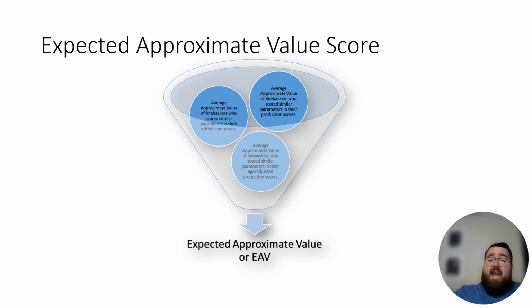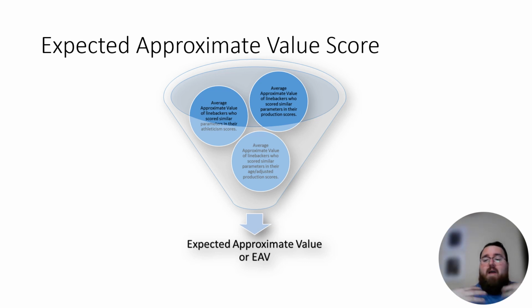And what was the average score for a guy who performed 90 plus percentile in production, or 90 plus percentile in athleticism, or 90 plus percentile in age? It takes all those scores, adds them all together to give an average, and then basically gives you an idea of what their expected approximate value is based on how they tested, based on data. So that's what the EAV score does, is it shows how I would have graded them.